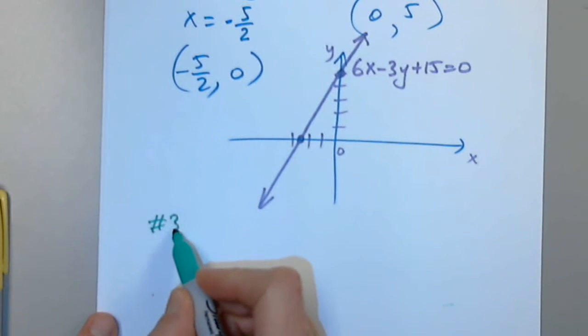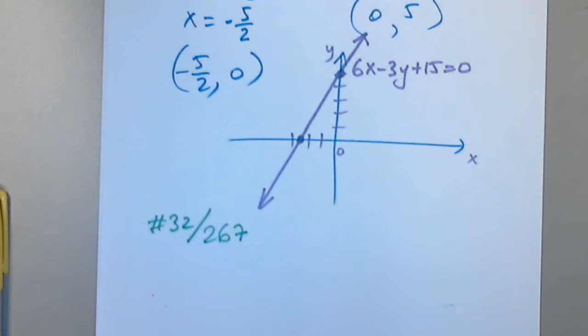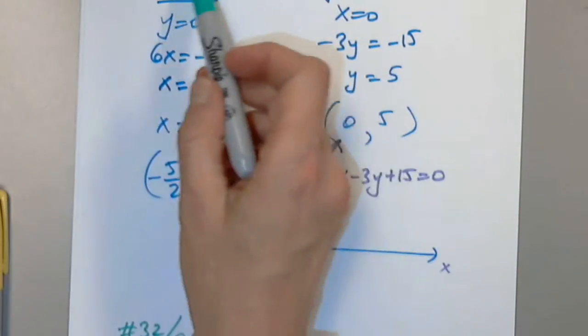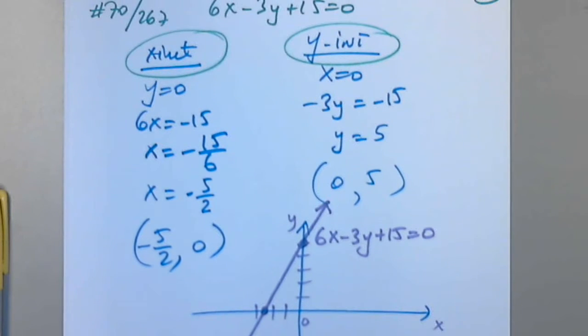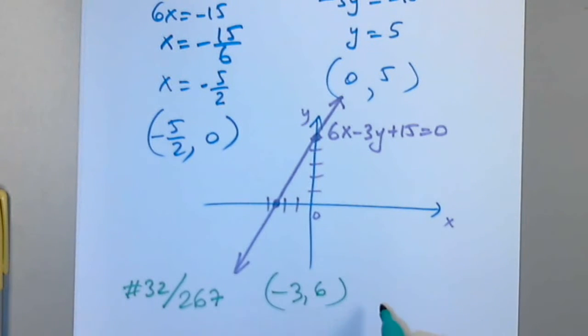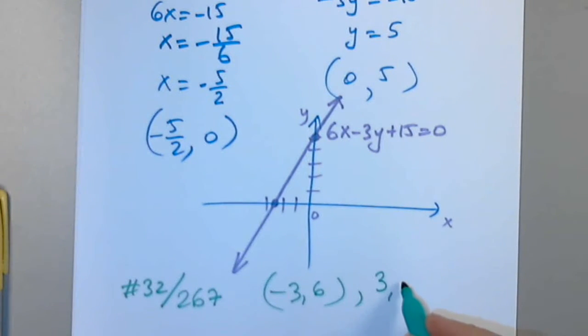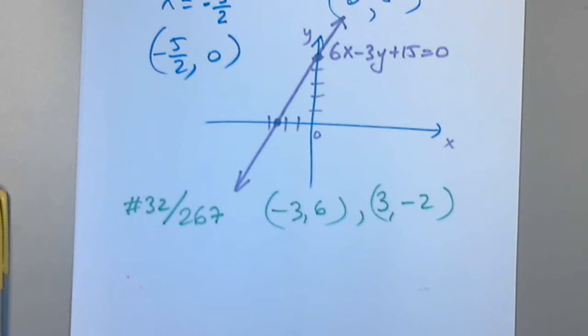Let's look at 32. Any questions for me, please? So this is basically graphing using x and y intercepts. In 32, we are given 2 points. We are given negative 3, comma 6, and we are given 3, comma negative 2. We're asked to find the equation of the line passing through them.